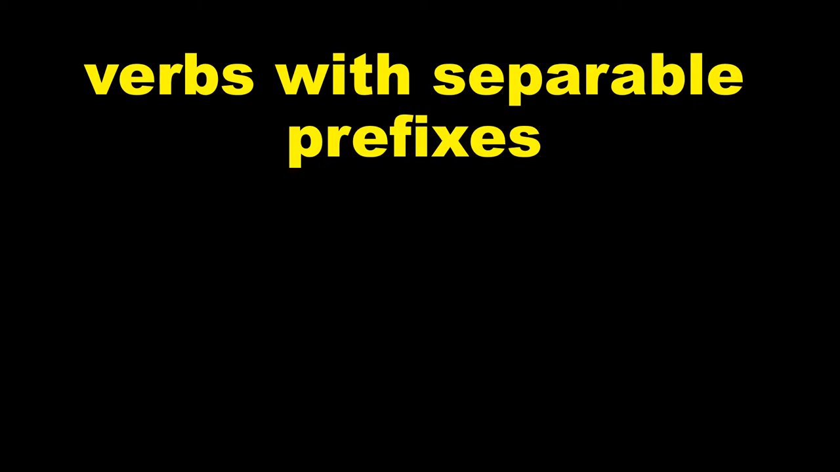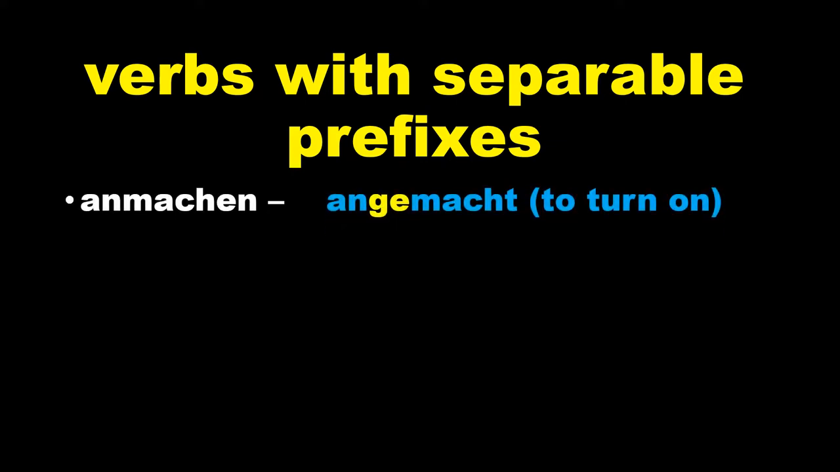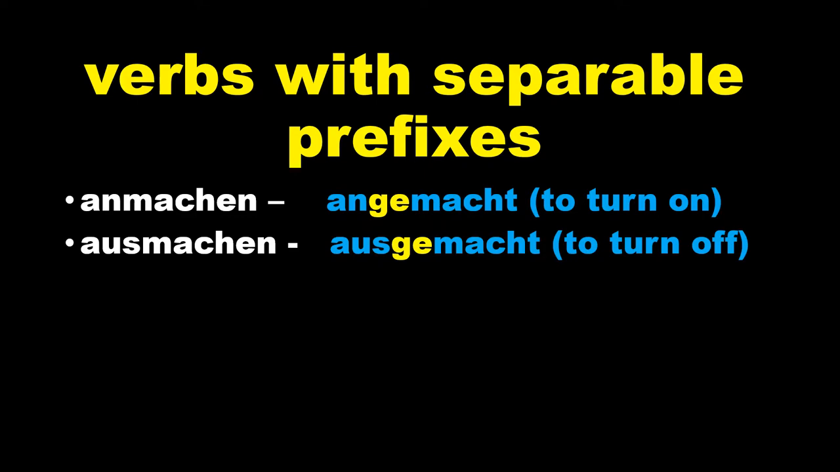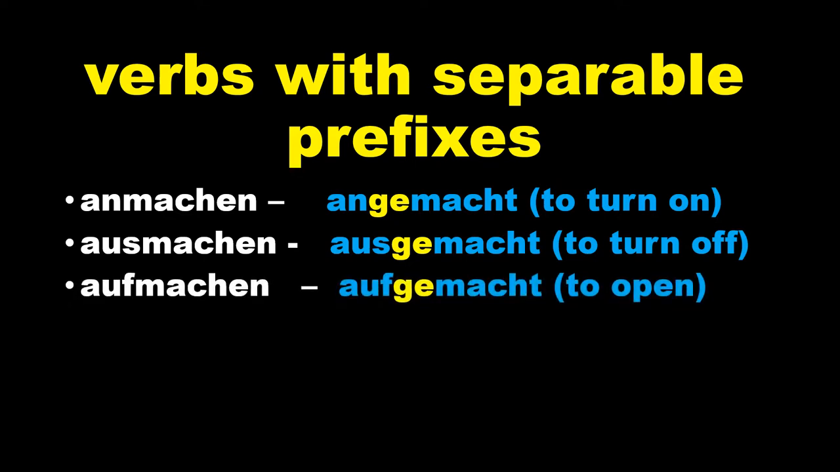Now, some more examples with the same category, verbs with separable prefixes, just to have more clarity. Next verb is anmachen. You can easily find out what the prefix is here. An, anmachen, angemacht. Again, it means to turn on, but in a different context. Ausmachen, ausgemacht, to turn off. Angemacht, ausgemacht. Next verb is aufmachen. Aufgemacht. Very easy to frame the participle two form.